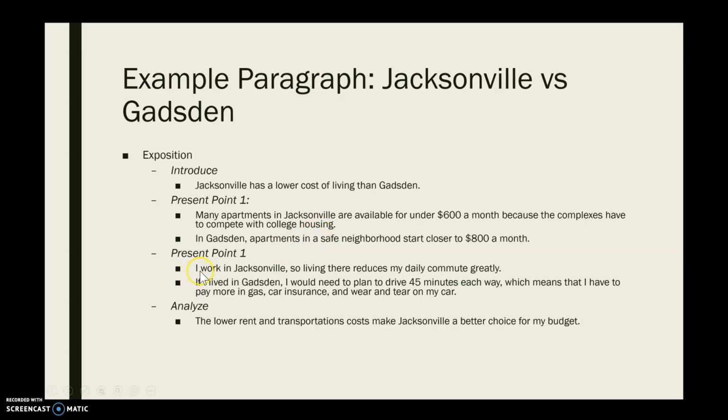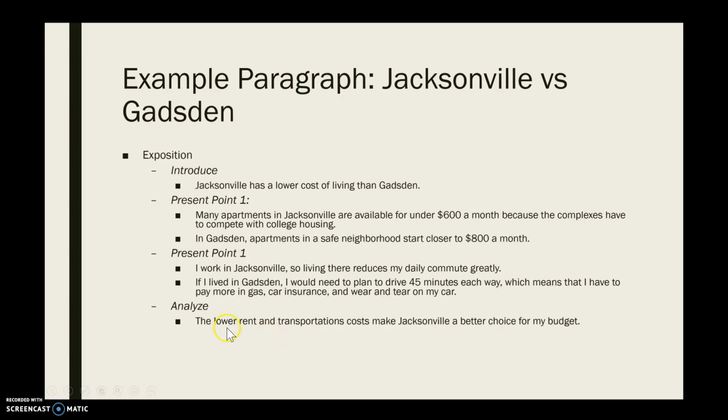So we're going to continue that with a little bit more information. I work in Jacksonville, so living there reduces my daily commute greatly. If I lived in Gadsden, I would need to plan to drive 45 minutes each way, which means that I would have to pay more in gas, car insurance, and wear and tear on my car. So there we have another point related to cost of living, and I've done Jacksonville, then Gadsden. And then I want to go ahead and analyze that.